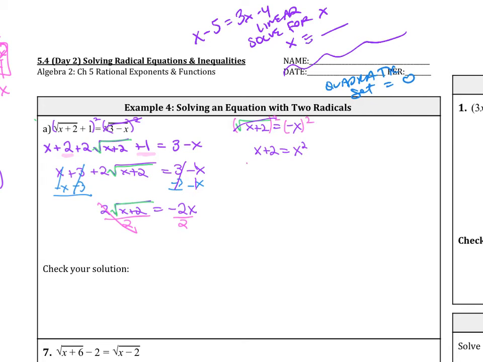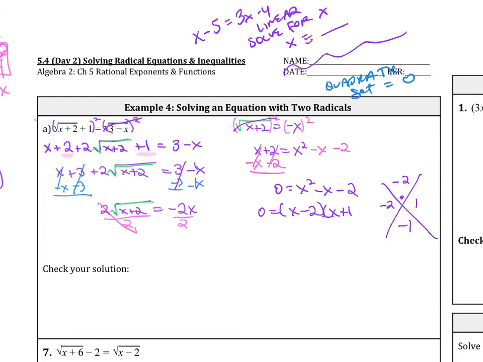Since this is a quadratic, let's subtract x, subtract 2. We set it equal to 0. So now this is 0 equals x squared minus x minus 2. Then this is factorable. So what multiplies to negative 2 that adds to negative 1? That is negative 2 times a positive 1. Negative 2 times 1 is negative 2, and negative 2 plus 1 is negative 1. So therefore, this is x minus 2, x plus 1. So now we see that x equals 2 and x equals negative 1.